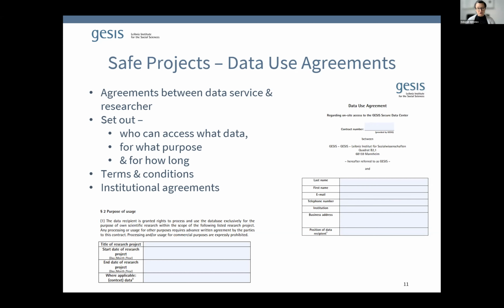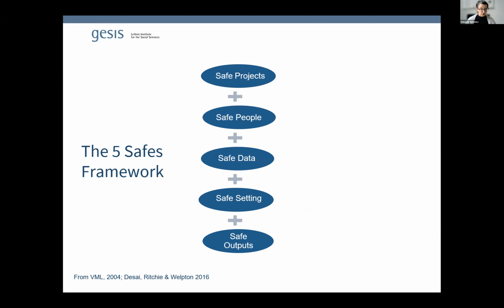They also set out the terms and conditions so that the researcher knows very clearly what they can and can't do. And it's our first line of defense, if you like, in a security model, because it gives us a legal framework so that if a researcher acts in a way which potentially causes harm or causes a disclosure to occur, or acts in any way which is going to see them in breach of legislation, we have a framework through which we can take preventative action. So that's the first safe.